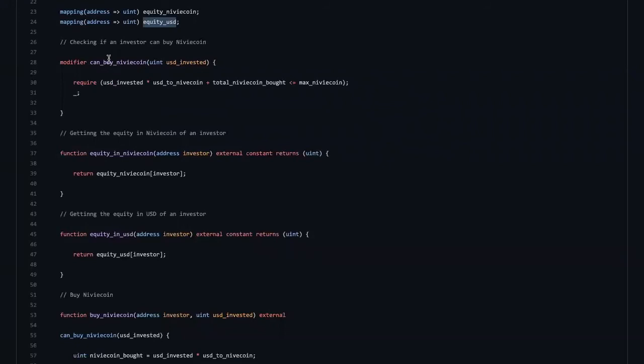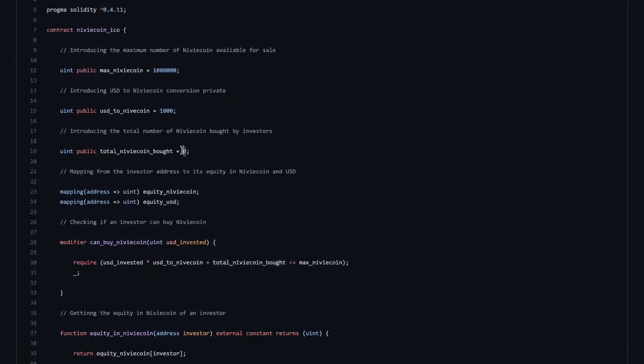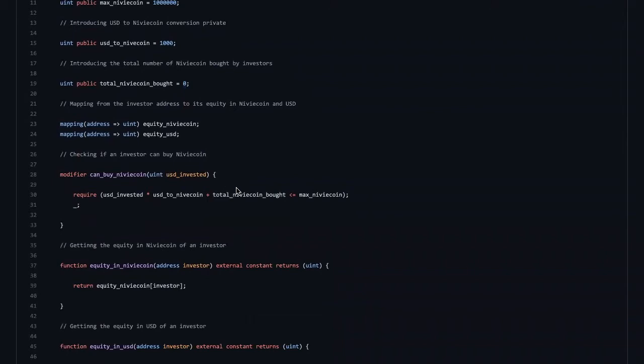So in the beginning, we're testing out if the investor can buy it through looking at if the US dollars that they're investing times our conversion rate plus the total number of Niviecoin bought is less than the max Niviecoin. So basically what this means is that we're taking how much Niviecoin was already bought. Right now it's 0, so this value is just 0. And since we're asking them, how much money do you want to invest in Niviecoin? Let's say they want to buy $100 worth of Niviecoin. Then we need to multiply that by the conversion rate to see how much Niviecoin that can actually bring you.